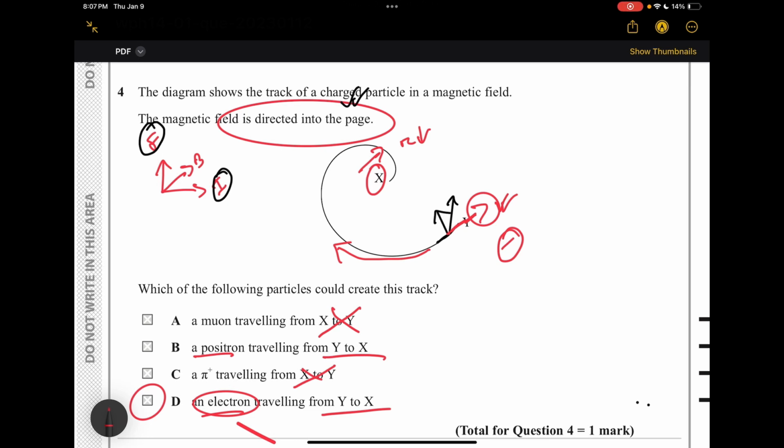Fleming's left hand rule is really important in this part, and one part you need to understand is the force. That force is always perpendicular to the direction of motion. Here the force will be like this, because the force is always perpendicular to the direction of motion. This is the direction of motion, right? And the force is always perpendicular. Current is the direction of motion.